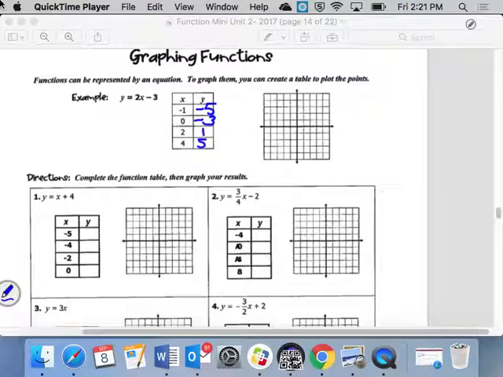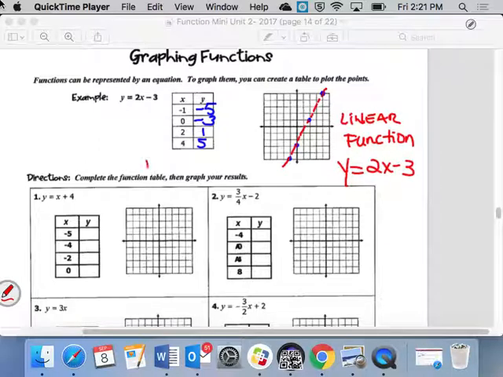So I now have a set of data, a set of ordered pairs to graph. So let's plot each point and see what happens. And I connect these up to make a straight line. And this is my linear function. My linear function represented by y equaling 2x minus 3.